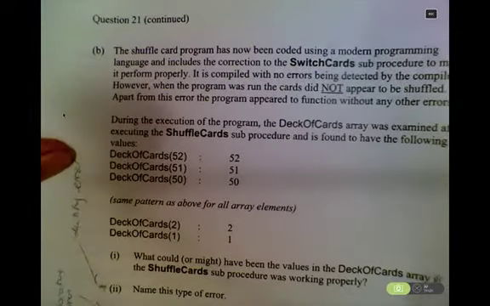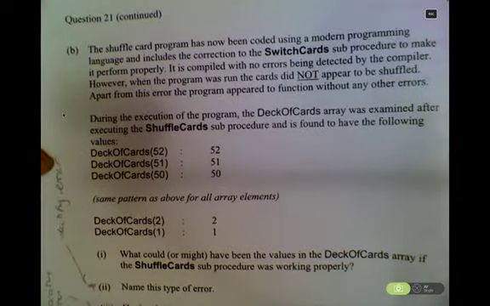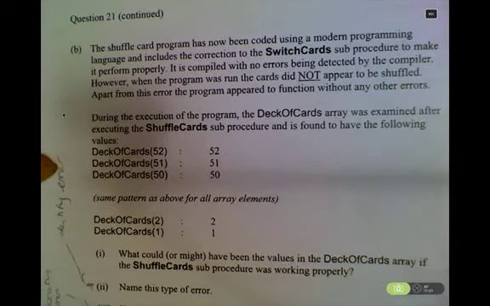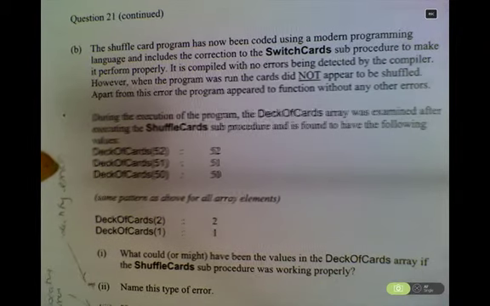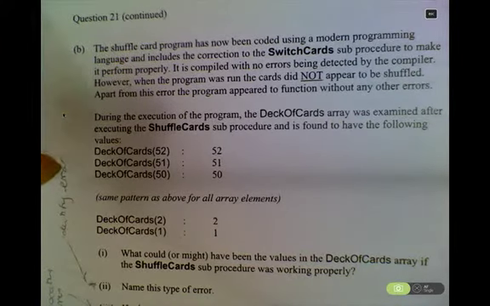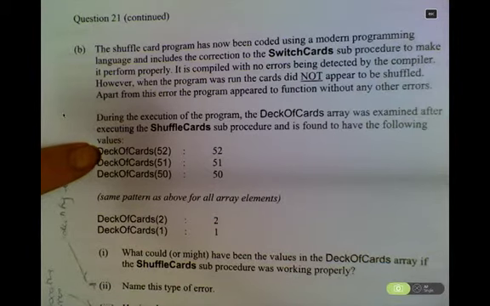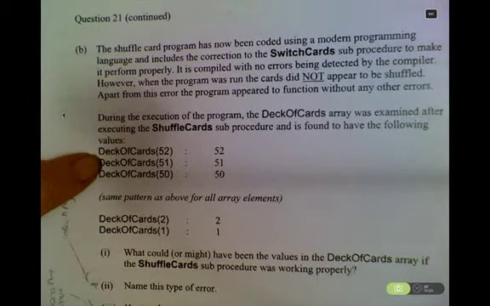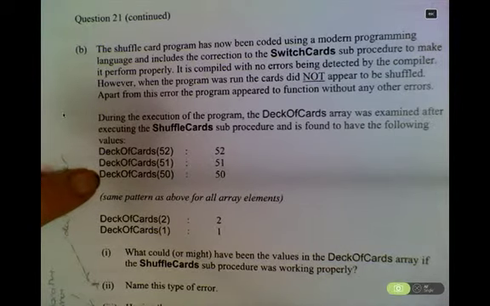Okay, now we're going to look at question B from this CSSA paper. Basically what it's saying is that the algorithm itself has been put into a programming language and that everything seems to be working appropriately. However, it does not appear that the cards have been shuffled. So they've been able to print out the contents of each of the cards, and they've found that there's a corresponding order: from 52 equals 52, from 51 equals 51, 50 and so on.